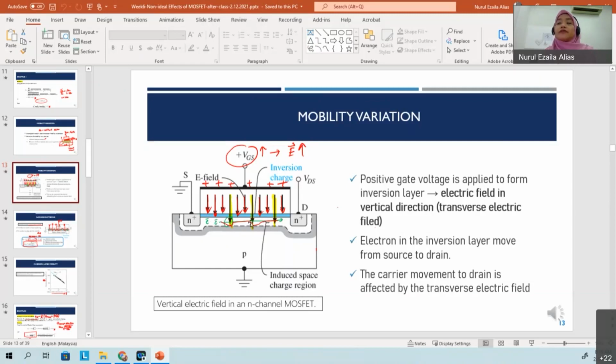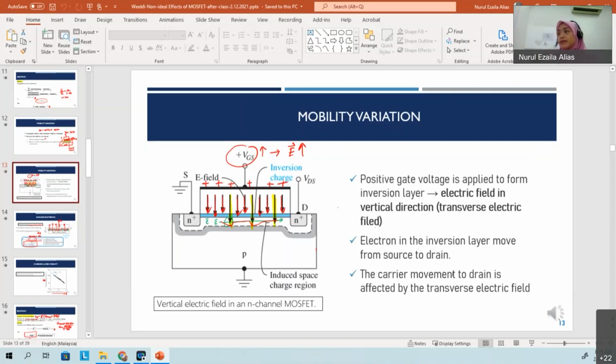This kind of transverse electric field will give an obstacle to the electrons flowing from source to drain. So the electron has to avoid this obstacle and go straight again, and so on. Instead of moving straight from source to drain, it now has obstacles, so it has to move in a sort of zigzagging movement. So the mobility varies due to this effect.